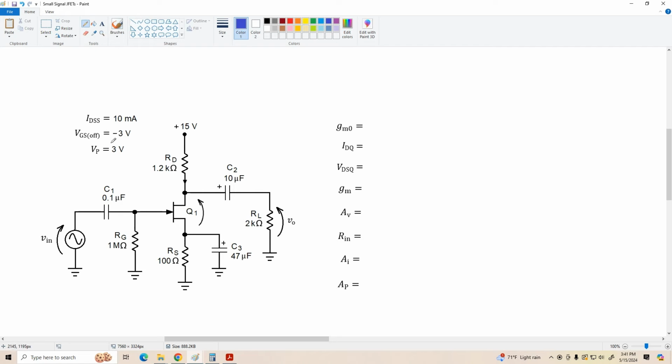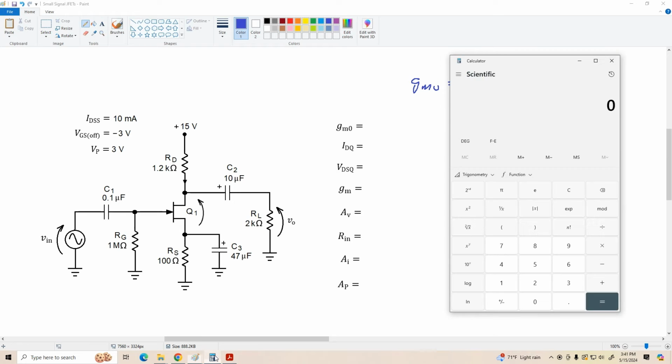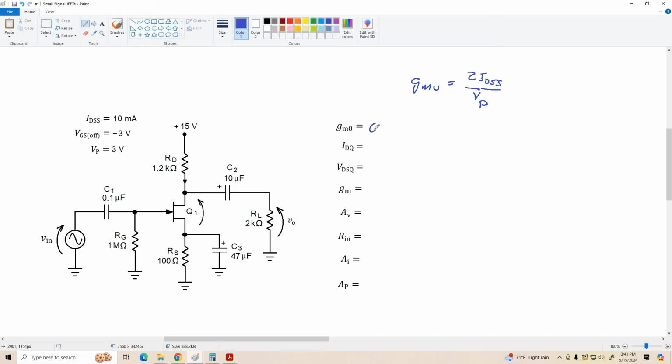All right, this circuit has a JFET with an IDSS of 10 milliamps. VGS off is negative 3 volts, VP is 3 volts. And it's, again, a common source amplifier, fully bypassed using source feedback biasing. The first thing we're going to do is find GMO, and GMO equals 2 IDSS over VP, and 2 IDSS is 0.02 divided by 3 gives us a GMO of about 6.7 millimhos.